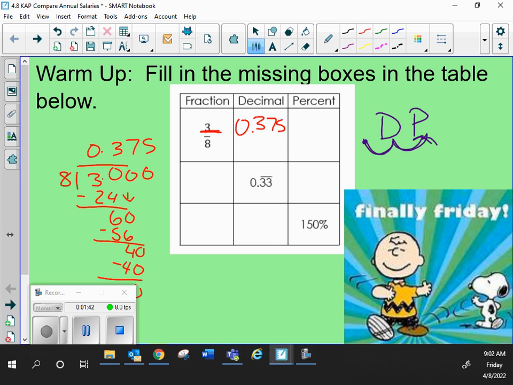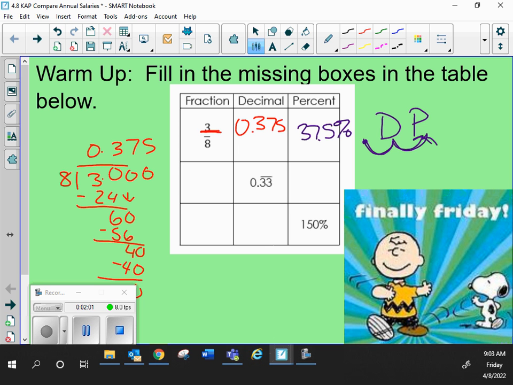Okay, the reason is because we're getting it out of 100. Yeah, we're getting it out of 100. So that's going to make it, really, what's the correct percent? Very good, 37.5%. Okay, are we good with that?